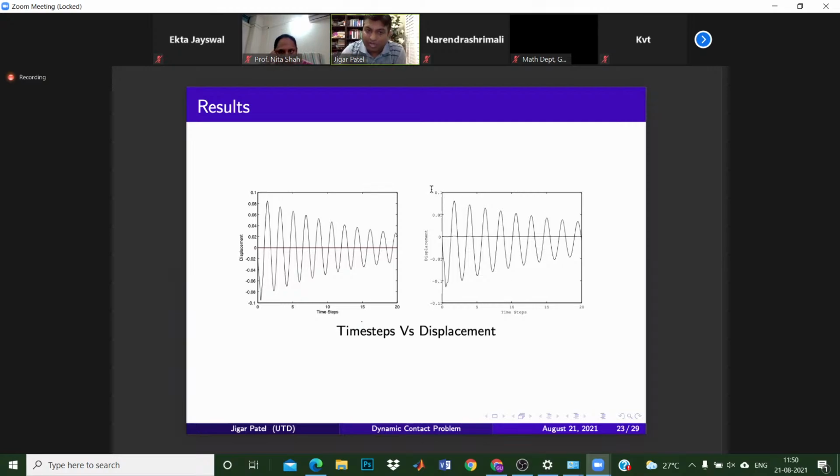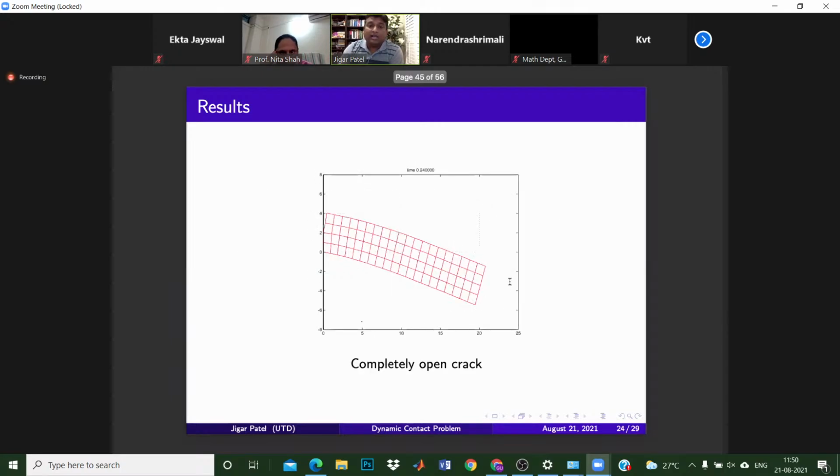Not sure why I did not scale it properly, but anyway, this is the time step versus displacement graph. Here is one more plot that I have. This is the same beam, but I used a different set of vertical and horizontal nodes to run the simulation. The picture shows you how complete opening of the crack looks.